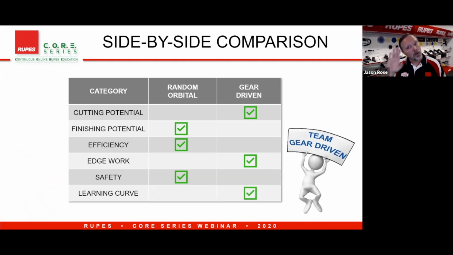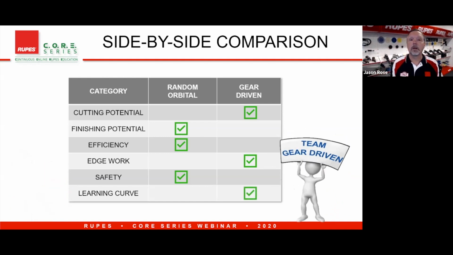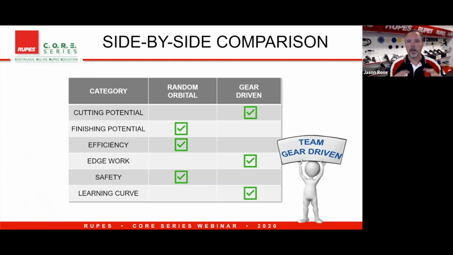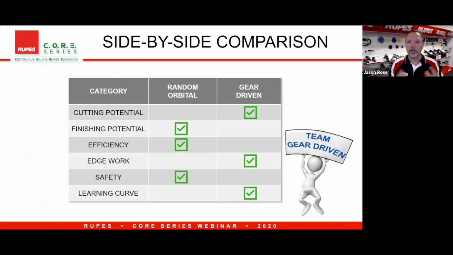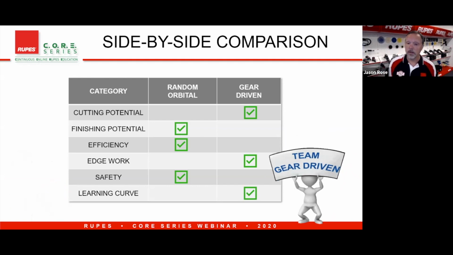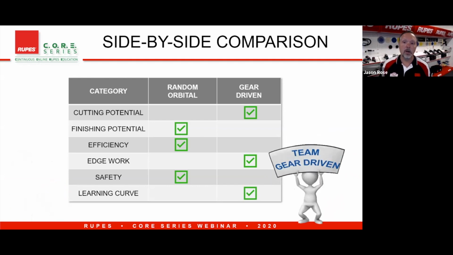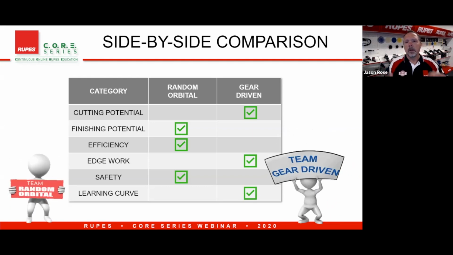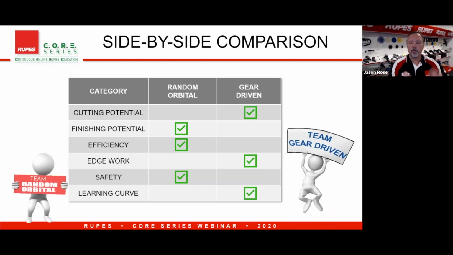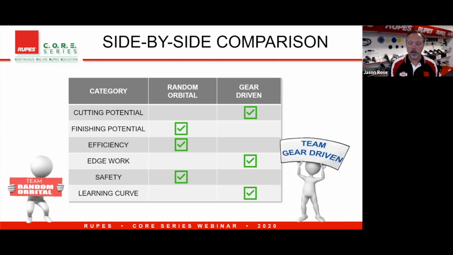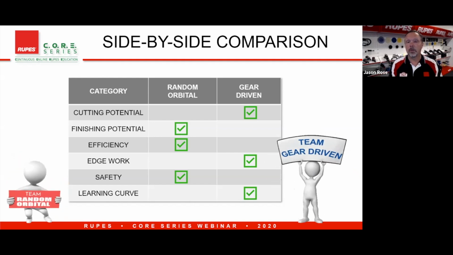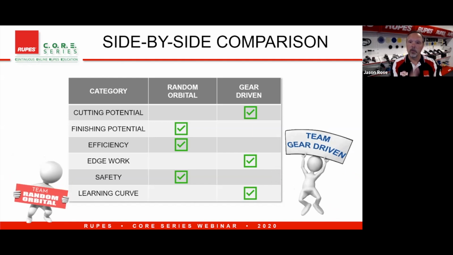Learning curve, we gave that to Team Gear-Driven Orbital simply because you pull the trigger and the tool makes the movement. You don't have to think about the movement. You just move the tool across the car and it does a fantastic job. So there you are, a complete summary. And the ultimate conclusion about this debate between these two tools is that it really depends on your preferences on these individual six performance criteria that we've looked at here.